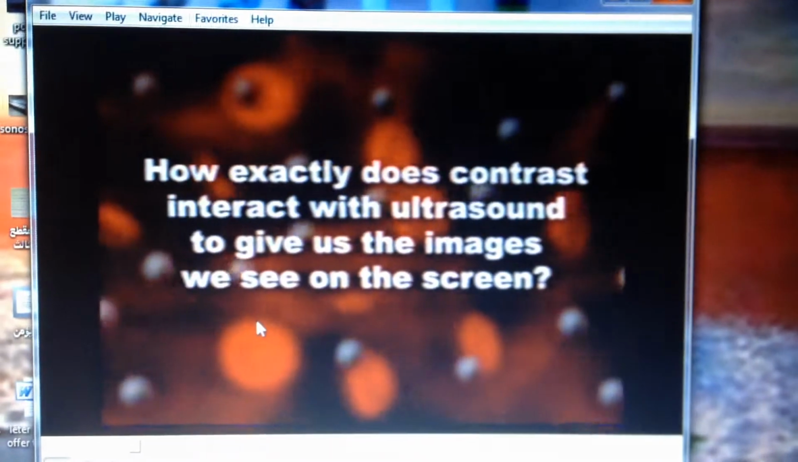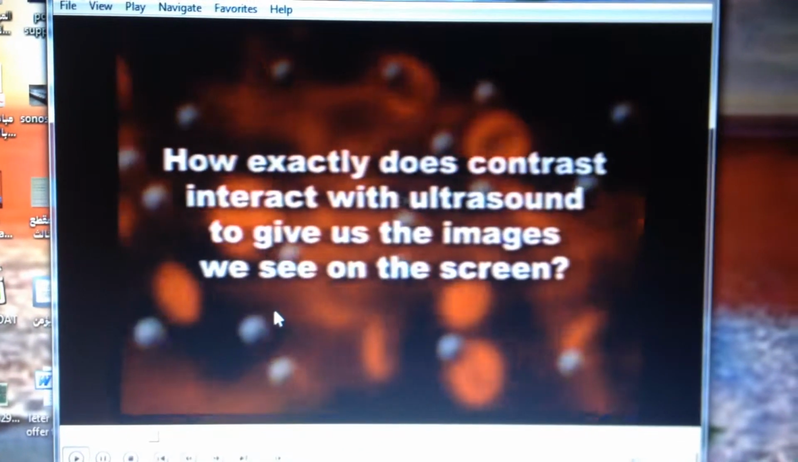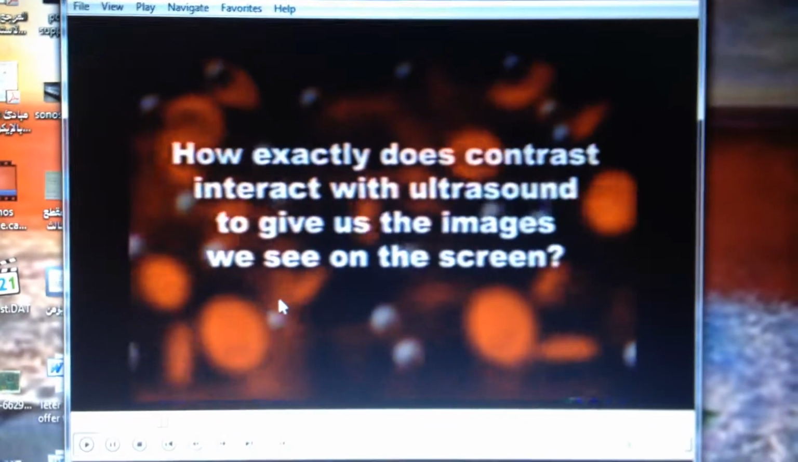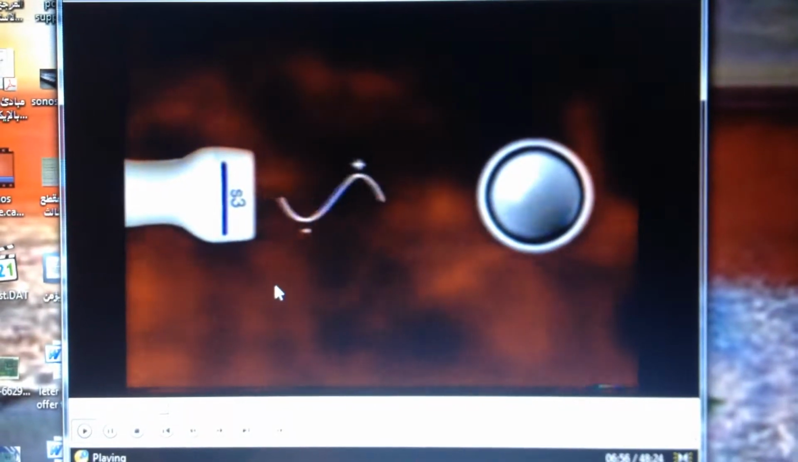identify. So, how exactly does contrast interact with ultrasound to give us the images we see on the screen? When contrast bubbles react to sound waves, they reflect and scatter these sound waves better than the surrounding tissue. This reaction allows us to translate the contrast signal as brighter than the surrounding tissue signal, making it easier to distinguish between tissue and areas containing contrast.